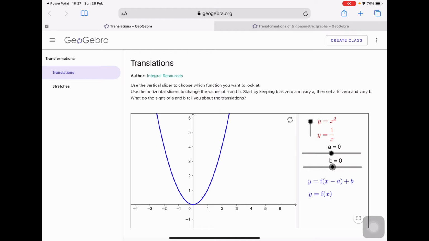Of course, with b, it's a lot more simple. 1 means you shift it up by 1, 2 means you shift it up by 2. Same thing if you were to shift it down. It's of course represented by a negative value.